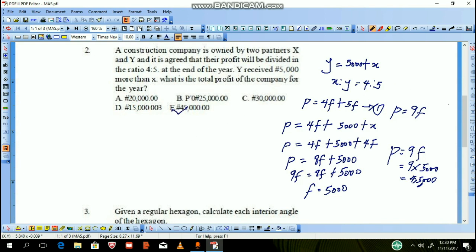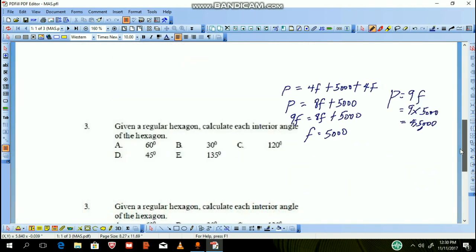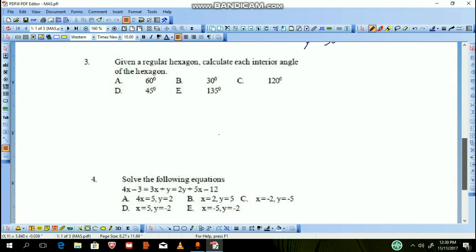So let us move to question number 3. Question number 3: in a regular hexagon, calculate each interior angle of the hexagon. So if I've got a hexagon, which has 6 sides: 1, 2, 3, 4, 5, 6. Okay, so I've got 6 equal sides. It's equal because we've been told it's a regular hexagon. We're now told to calculate each interior angle of the hexagon.